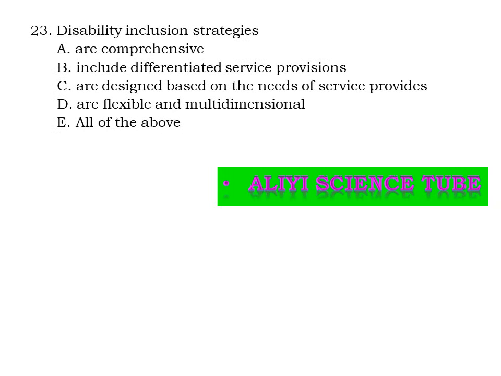Question number 23, disability inclusion strategies are: A, comprehensive; B, include differentiated service privileges; C, are designed based on the needs of service providers; D, are flexible and multidimensional; E, all of the above. So the answer is E, all of the above. Are what? Disability inclusion strategy.